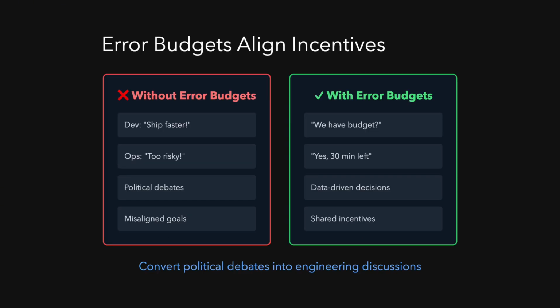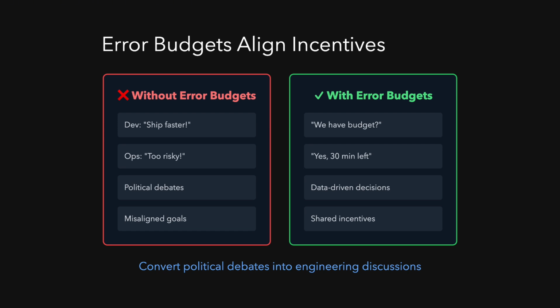Here is where organizational discipline comes in. You need an error budget policy that everyone agrees to in advance. This transforms the velocity versus reliability debate. It's no longer product saying ship faster and engineering saying slow down. Instead, we say we have 30 minutes of error budget left with 10 days in the month. That's a healthy buffer. Let's ship the feature. Or we say we've used 40 of our 43 minutes with 15 days left in the month.